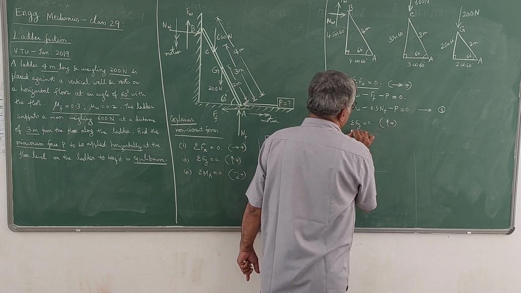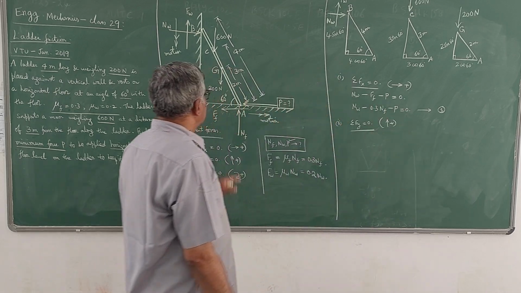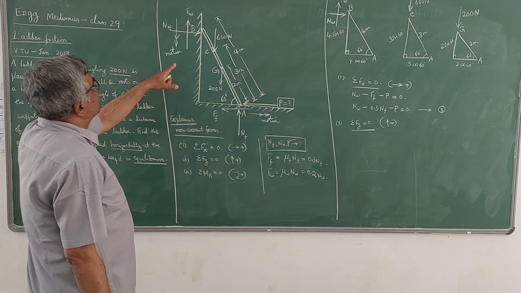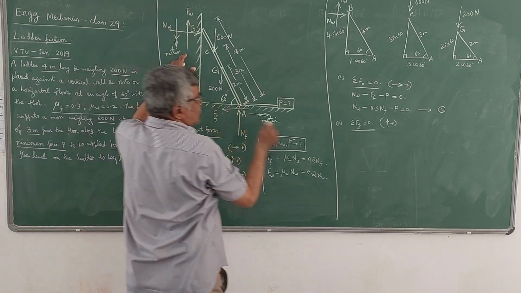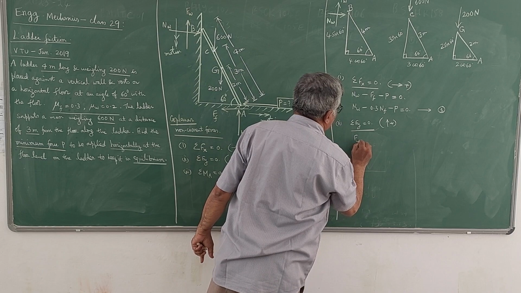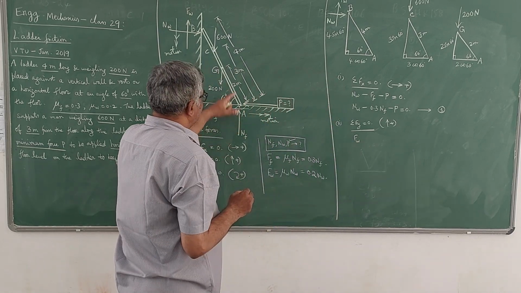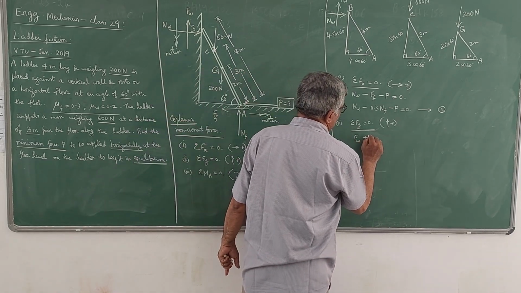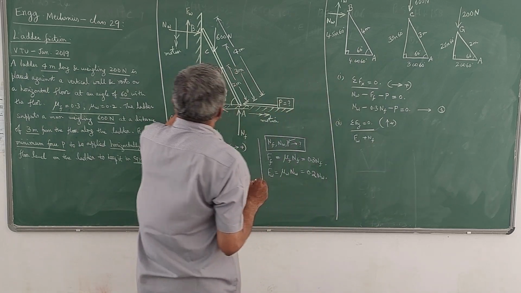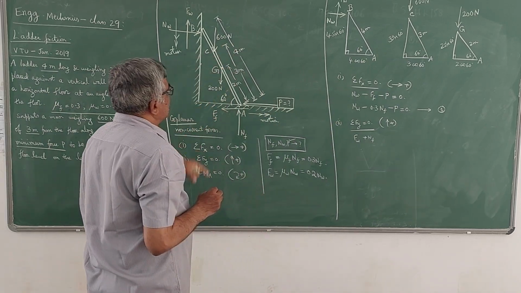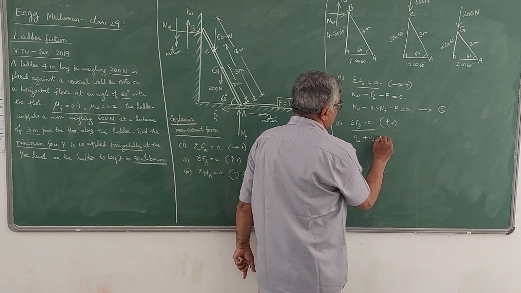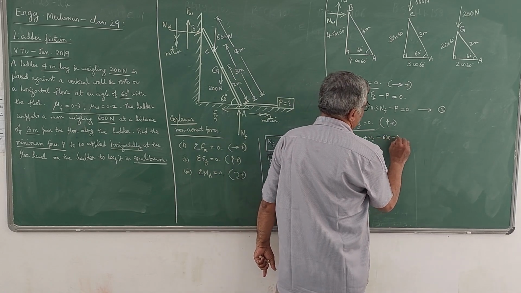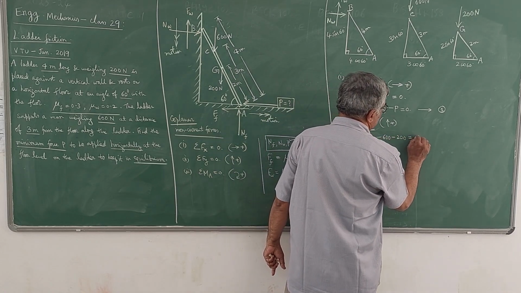Upward forces positive, downward forces negative. Once again, if you observe the system of forces here, Fw is acting upwards, so Fw is positive. NF is also acting upwards, so plus NF. But the 600 Newton and 200 Newton are acting downwards. So minus 600 minus 200 is equal to 0.